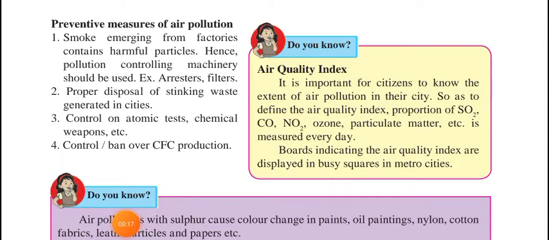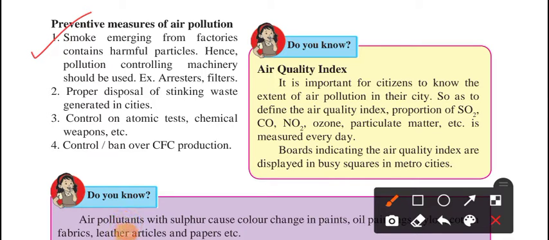8th Standard Subject Science, Chapter number 8 Pollution. In the last lecture, we have seen a part of air pollution. Today, we are going to discuss preventive measures of air pollution.